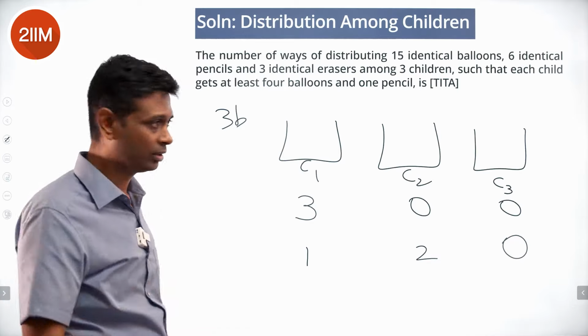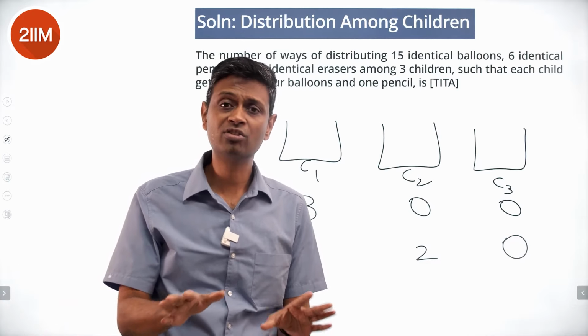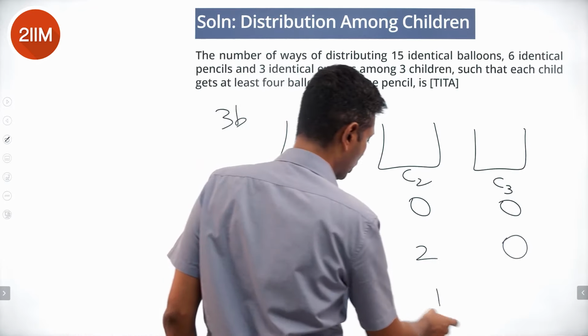That's one possibility. Now the third combination, everybody gets something, nobody gets 0. That means it's got to be 1, 1, 1.